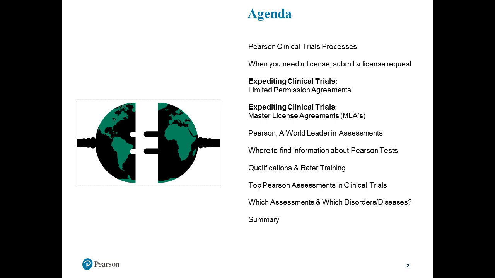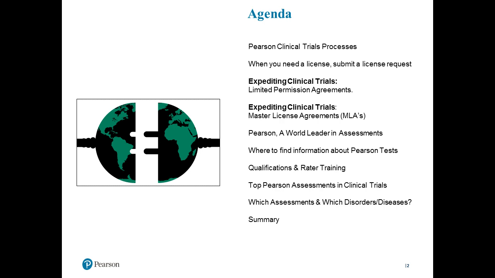So here's what we're going to cover: the processes that I mentioned, and then one of the core issues, which is when you need a license, it's critical to submit a license request. Even though we can get some preliminary information initially, we actually need that document completed to generate a quote that you can rely upon. In clinical trials, we find that often the intensity is related to time deadlines. And so the question becomes, can we expedite this particular clinical trial?